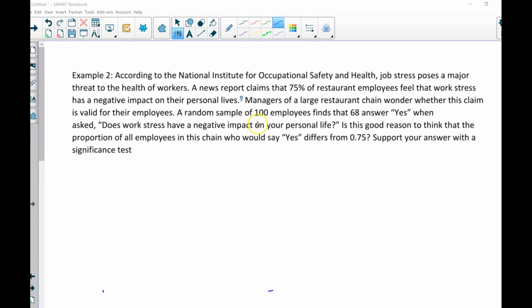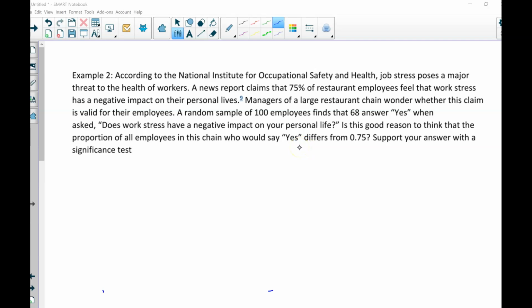A random sample of 100 employees finds that 68 answer yes when asked, does work stress have a negative impact on your personal life? Is this good reason to think that the proportion of all employees in this chain who would say yes differs from 0.75? Support your answer with a significance test.